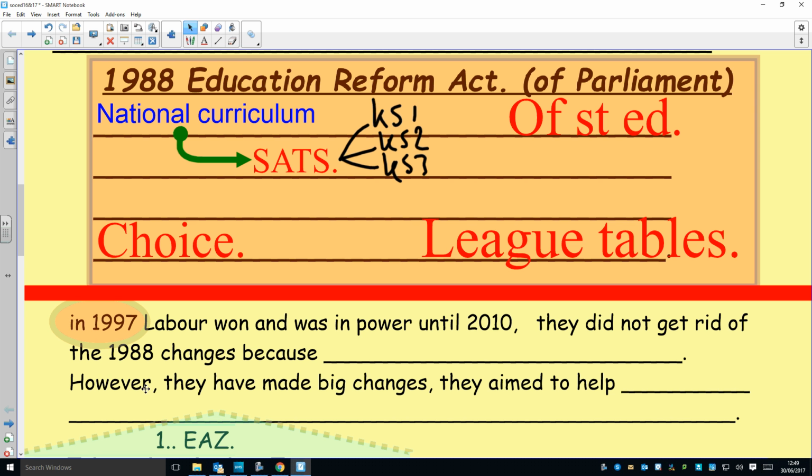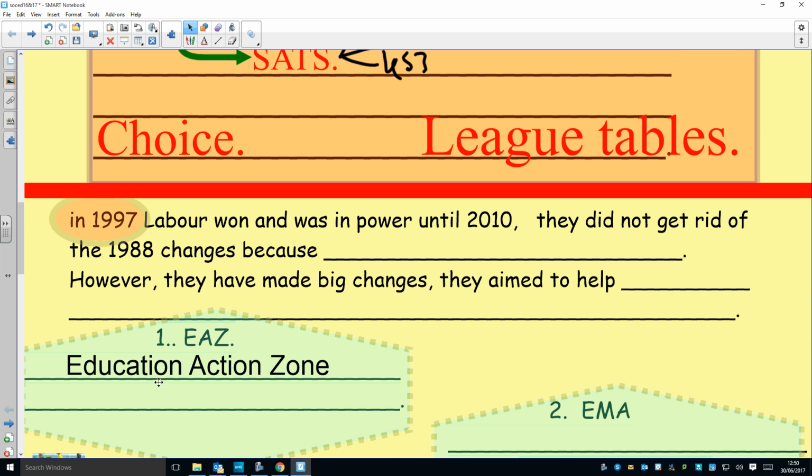1997, Labour wins, and they're in power for the next 13 years. They did not get rid of the 88 changes because they agreed with a lot of them. A lot of them are fairly uncontroversial. However, they made big changes. They aimed to help less advantaged working class kids, and they did lots of things to try and improve schools to help that group. For example, the Education Action Zone.